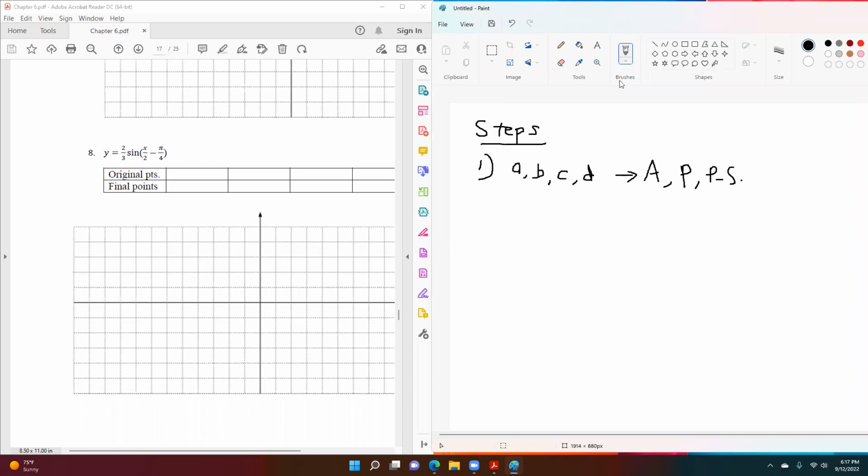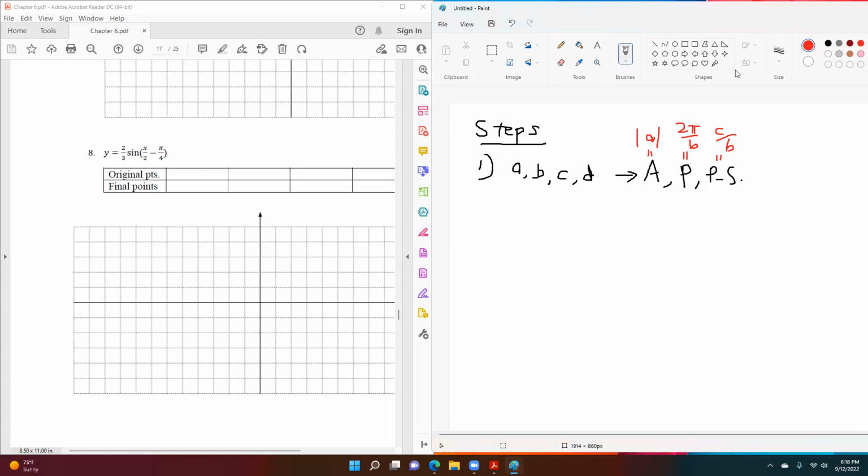So let's continue with what we have. The first step is to figure out where A, B, C, D are, and don't forget the formulas. This is very important. Amplitude in this case is the absolute value of A. Period is 2 pi over B. And phase shift is C over B. So these are the formulas to find your amplitude, period, and phase shift.